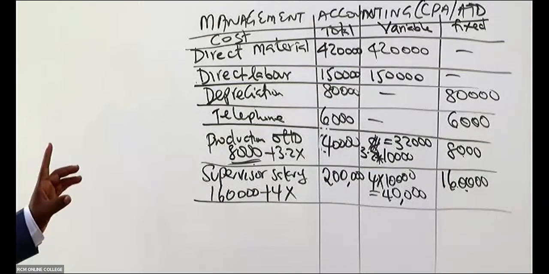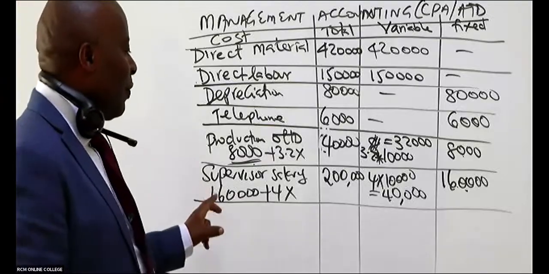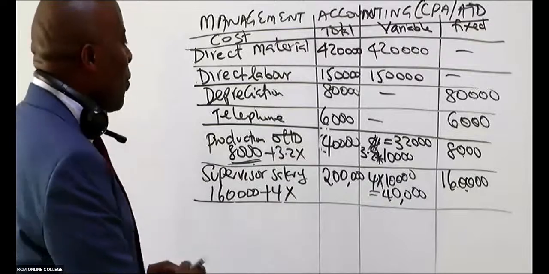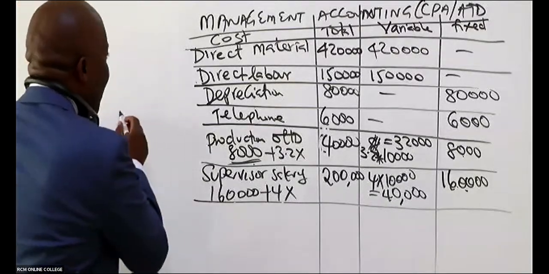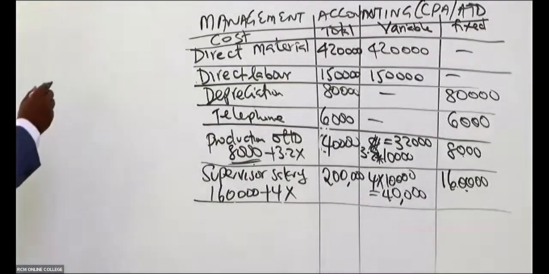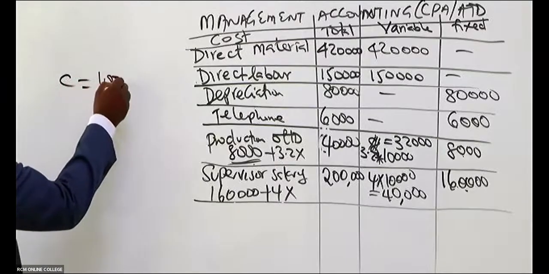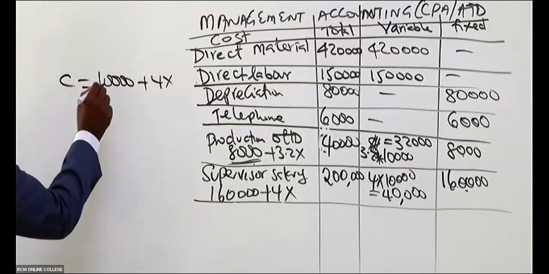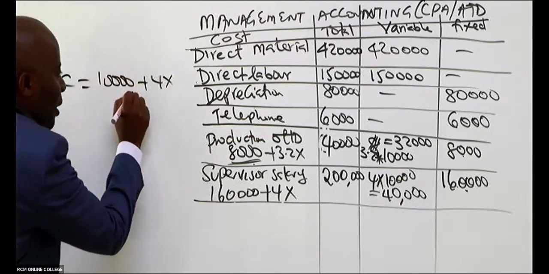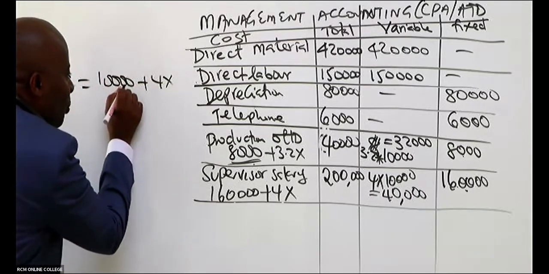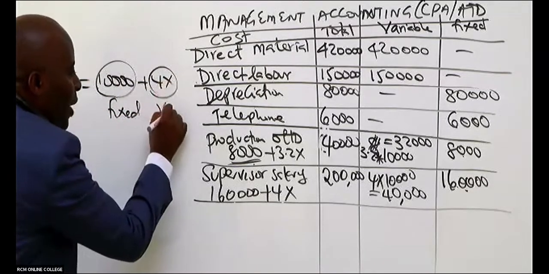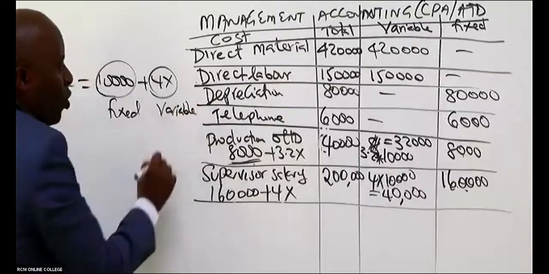You see, like supervisor's salary, they have given us 160,000 plus 4x. Whenever you are given a cost equation like this one, where they tell you the cost is 10,000 plus 4x, what does that mean? The part that does not have any association with x, with output, will be fixed. And the whole of this part will be variable.